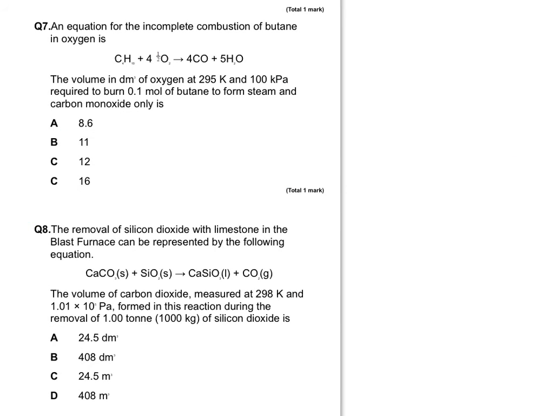An equation for the incomplete combustion of butane is given below. The volume in decimetres cubed of oxygen at the temperature and pressure given required to burn 0.1 of a mole of butane to form steam and carbon dioxide is. Right, so the first thing we need to do is we need to work out the moles of oxygen. And if you have a look in the equation, 1 mole of butane gives you 4.5 moles of oxygen. So if we times the number of moles of butane by 4.5, we end up with the moles of oxygen.